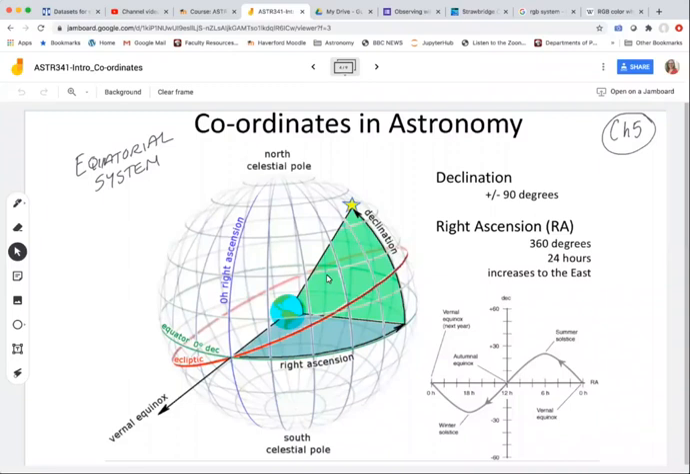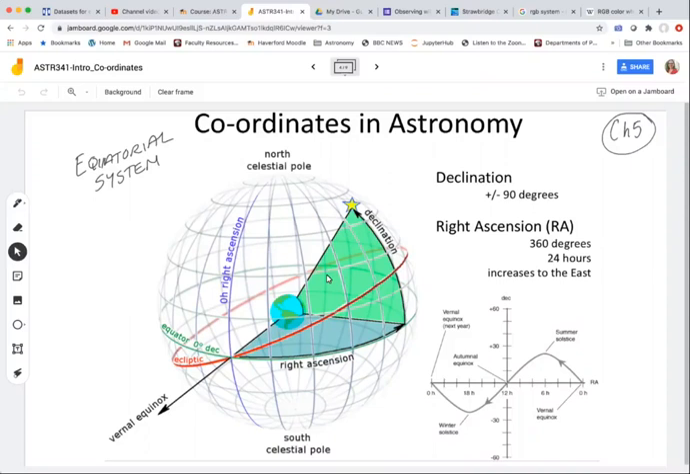Okay, so a decision at some point in the history of astronomy was made that the 0 point of right ascension would be the point at which the sun crosses the equator on the spring equinox. So the sun is at 0 degrees right ascension and 0 degrees declination on the spring equinox. So that means anything that's near 0 right ascension, you can't see in the spring because it's behind the sun, right?